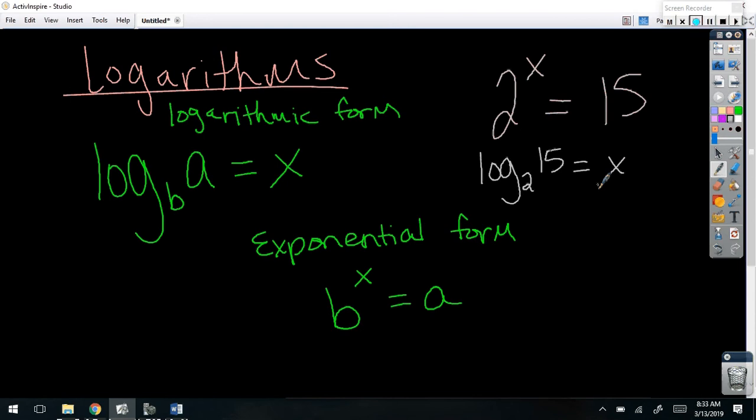Okay? Wait, so is that the whole answer? Well, I haven't shown you how to find it yet. Don't you just type log in your calculator? No. The log on your calculator, we'll talk about this in a little bit, is a base of 10 only. It doesn't change the base. All right, so let's practice changing form because the key to being successful with logarithms is being able to change forms fluidly.